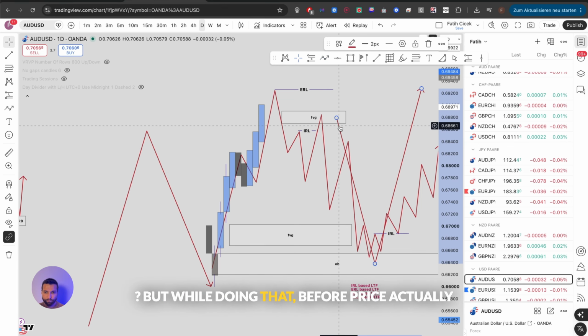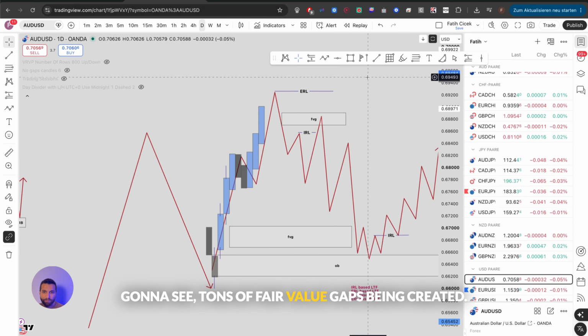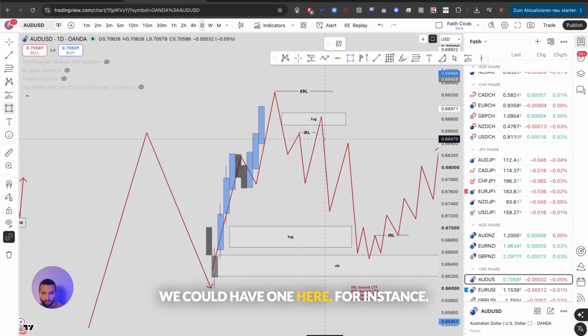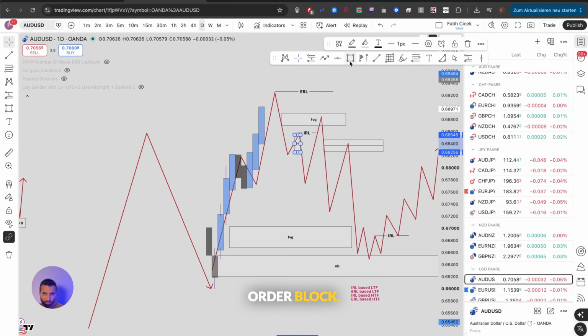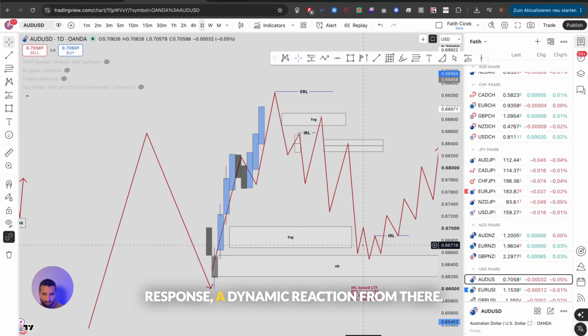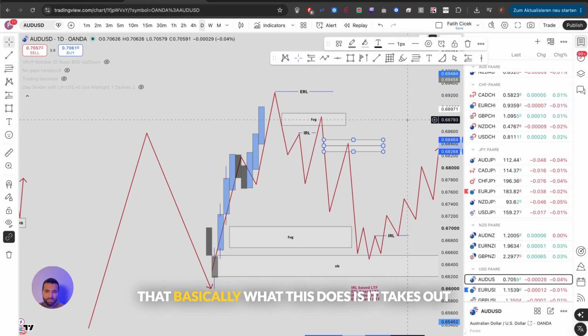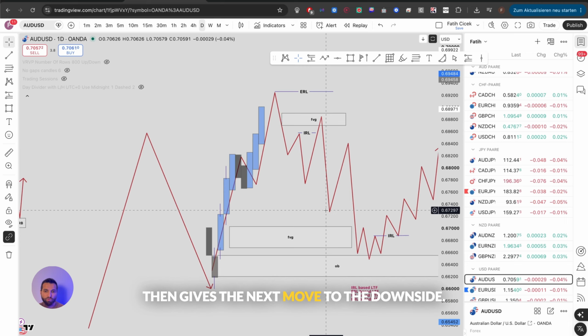Price is going to be drawn towards that external range liquidity. But while doing that, before price actually comes down to this discount zone, we're going to see tons of fair value gaps being created. So we could have a fair value gap here. We could have one here, for instance. What else could we have? So this could be another order block. And then from there, we could see a dynamic reaction. But the most important information here is that this takes out internal highs and lows, it sweeps them, and then gives the next move to the downside.